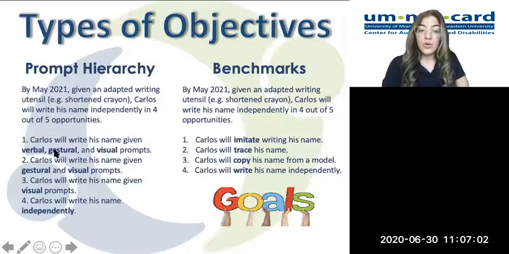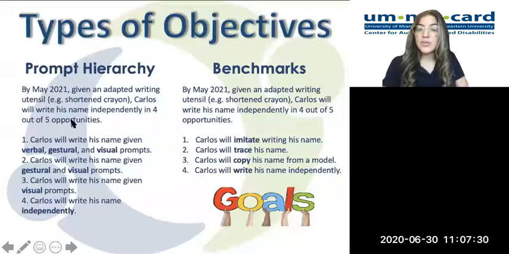So in the annual goal, the last objective should always match up to the final goal. In this case, it says that Carlos will write his name independently. So we see that the last objective ends with him writing his name independently. Along the way, you decide what prompts are necessary. So first here, we started with verbal, gestural, and visual prompts.